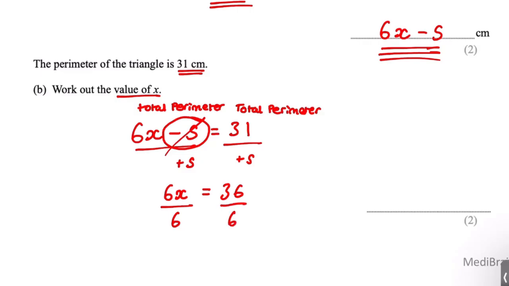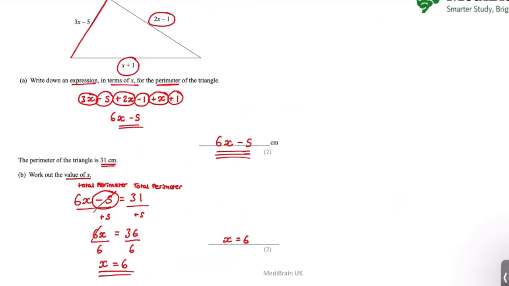So we're going to divide this side by 6 as well, and that's going to get rid of this 6. We're going to be left with x on this side, and then we've got 36 divided by 6, which is just 6. So we get that x is equal to 6.